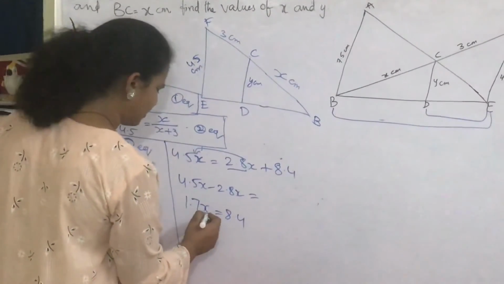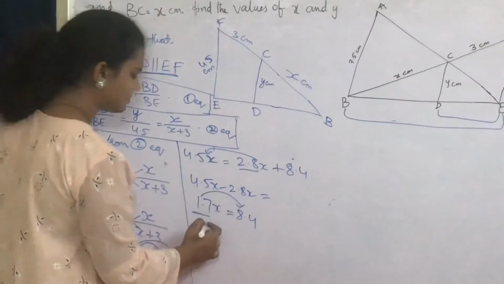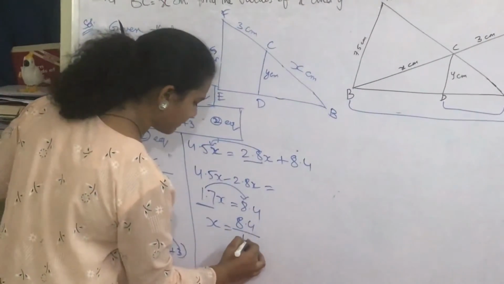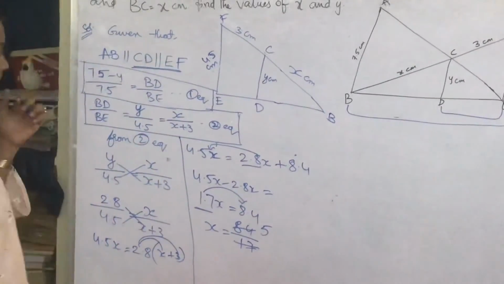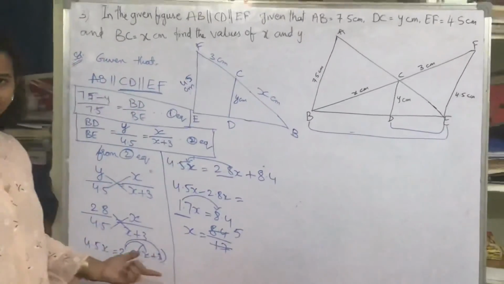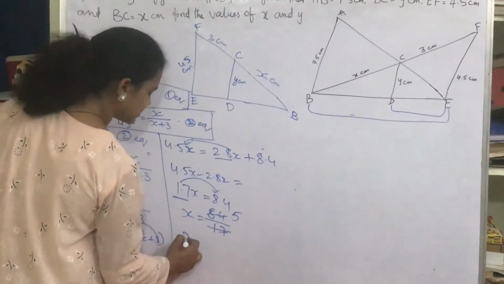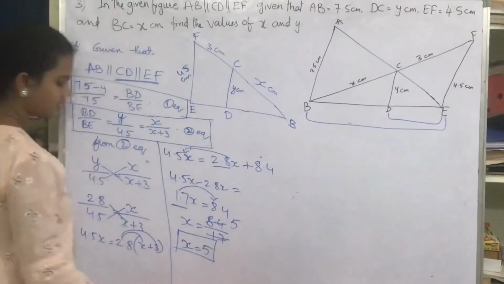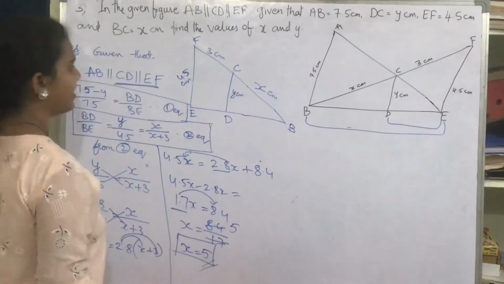After this I need to find the value of x, so just transpose this 1.7 to the other side. This becomes x equals to 8.4 by 1.7. 8.4 divided by 1.7 gives 5. So I can say that the x value I got is 5.